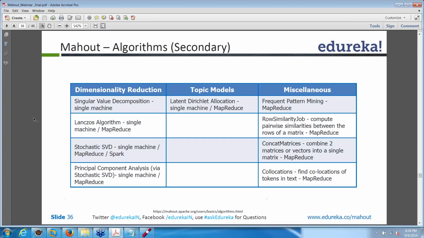Okay. These are some of the additional components we'll touch base on, such as singular value decomposition, the Lanczos algorithm, SVD, and principal component analysis. We'll also spend time on topic modeling: when you do clustering, how you assign a topic to the documents or any data. You'll be seeing all those things.